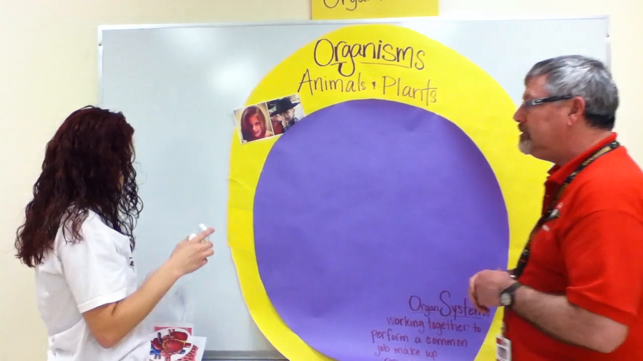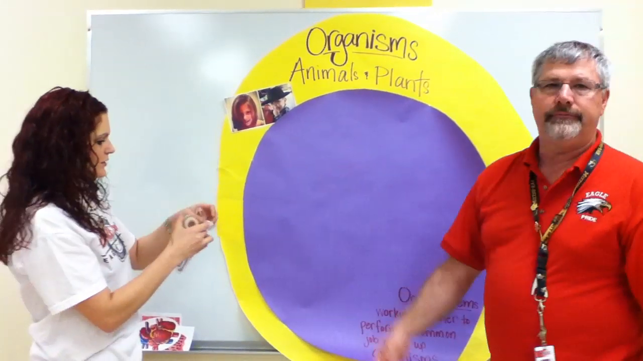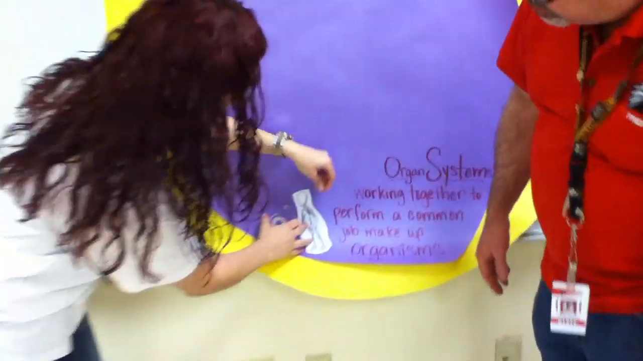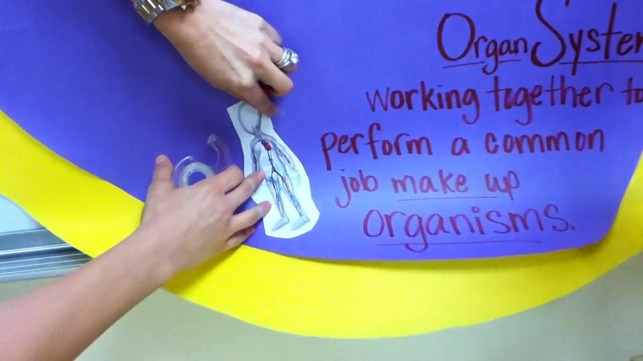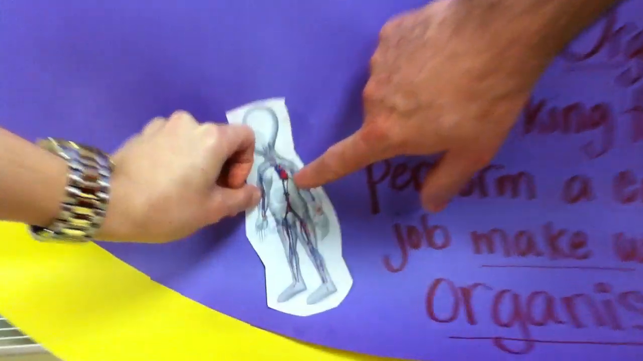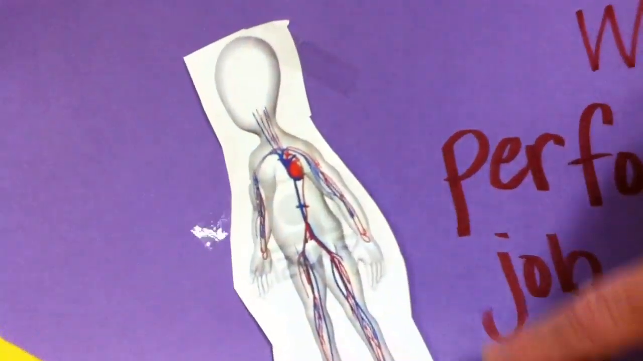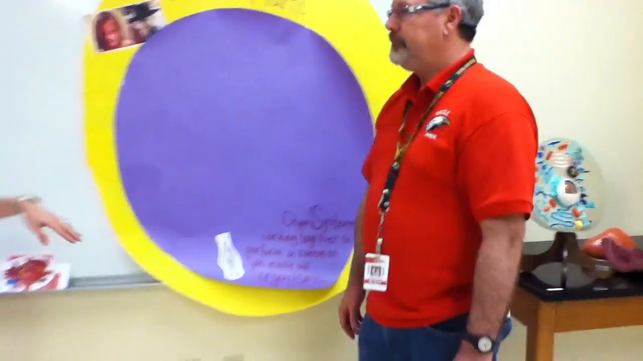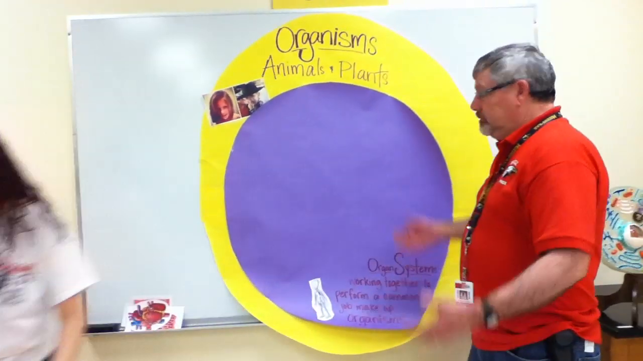Wait. What? We forgot our picture. Oh, we'll put the picture up. Here's a picture of our organ system. What organ system is this showing? Can you tell us? Well, that's a heart, so that should be a clue. This is the circulatory system. All right. So what makes up a circulatory system or any other system would be separate organs.